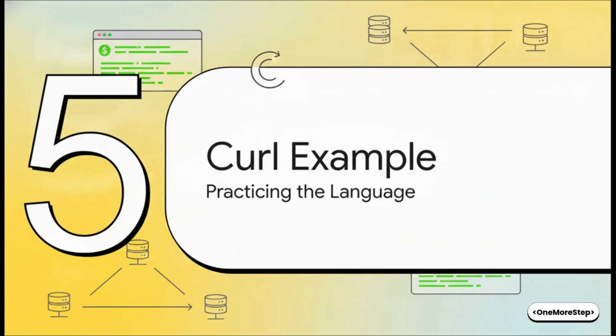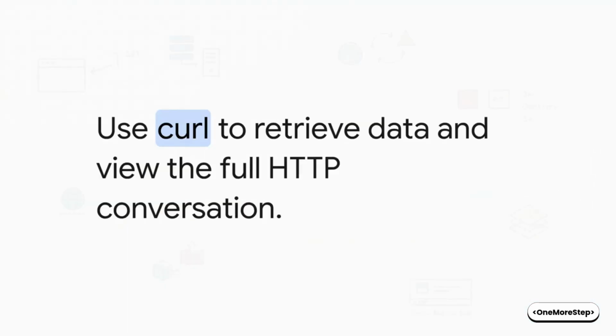Part 6. A concrete curl example, practicing the language. To see this in the real world, developers often use a terminal tool called curl. Here, a simple GET command retrieves data from a URL. By adding the verbose flag, or -v, it exposes the full HTTP conversation, literally letting you see the exact request and response headers passing back and forth behind the scenes.